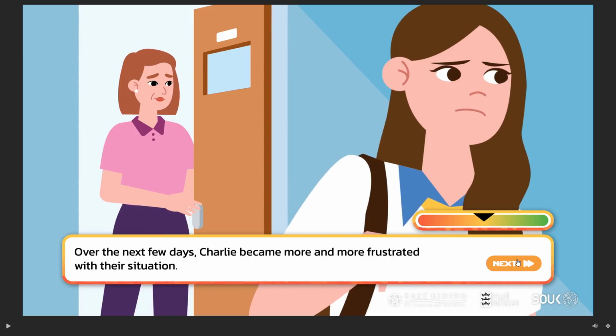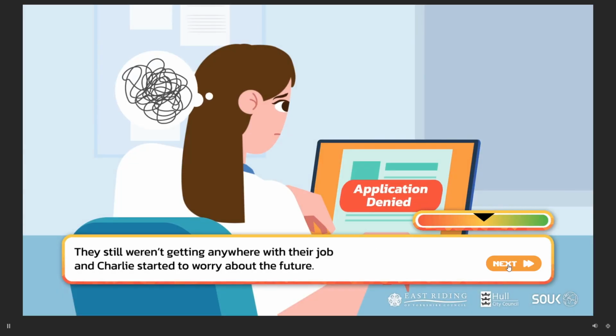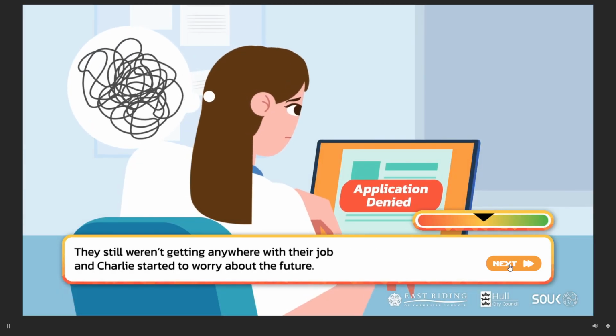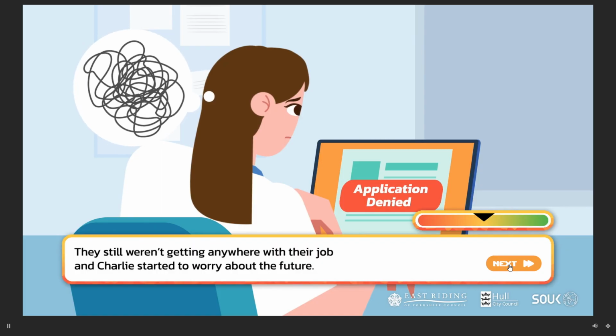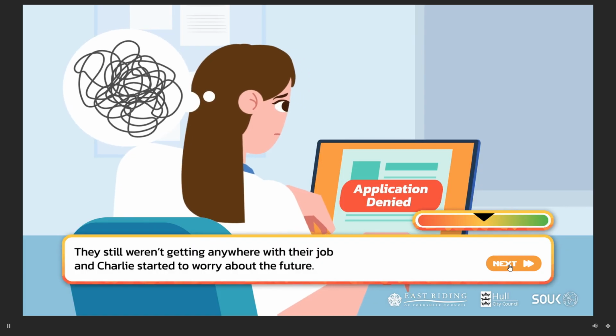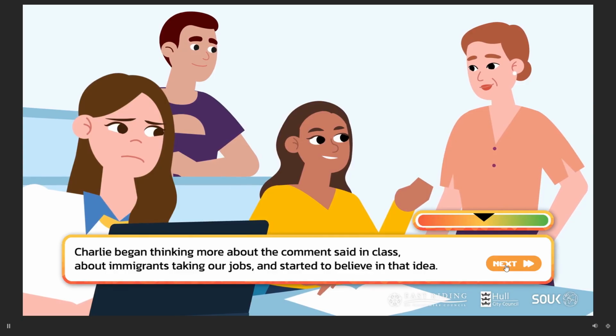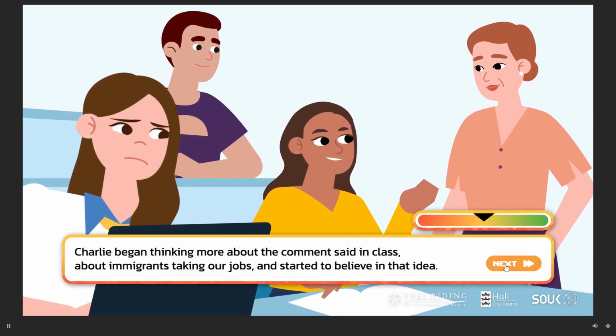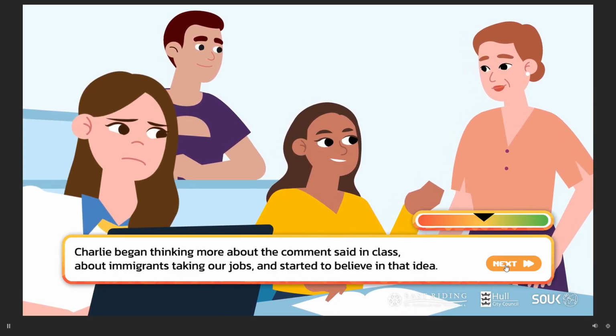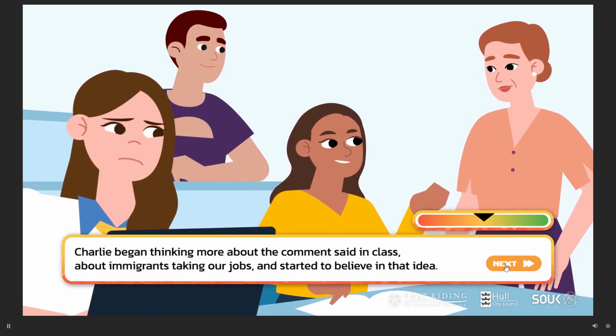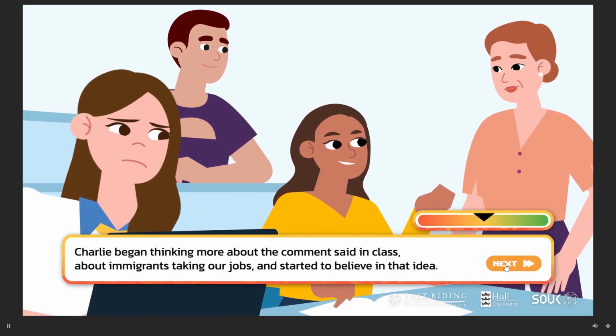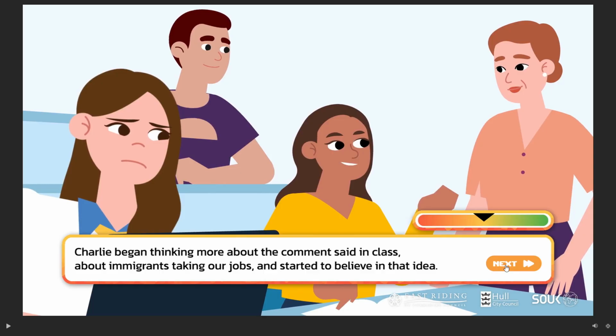Because they're always like, you could see what would happen if you did choose something else. Charlie became more and more frustrated with their situation. They still weren't getting anywhere with their job, and Charlie started to worry about the future. I think the ending literally only depends on whether or not you go to the protest. Charlie began thinking more about the comments said in class, about immigrants taking our jobs, and started to believe in that idea. This narrator is so cozy. The immigrants are taking our jobs.